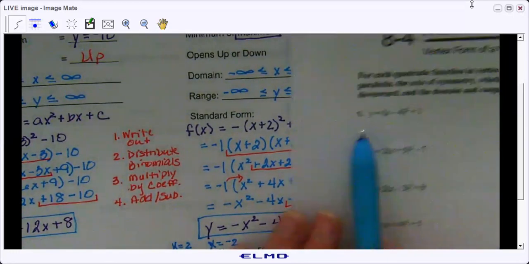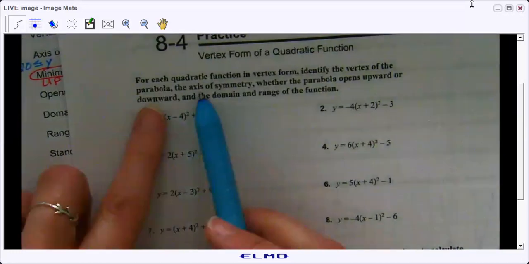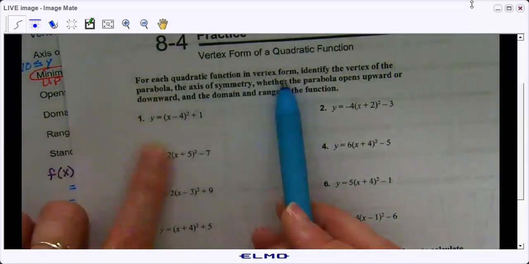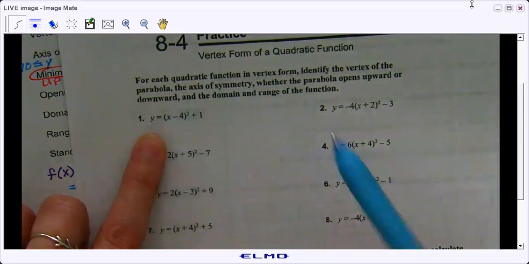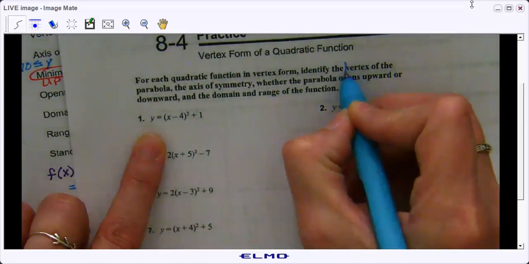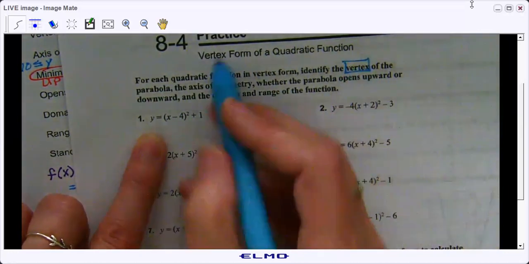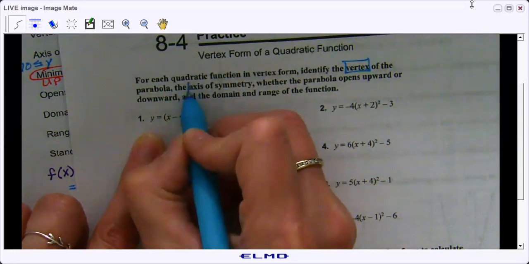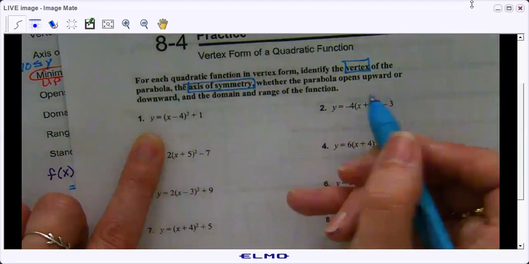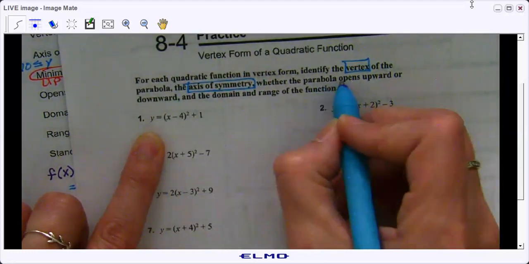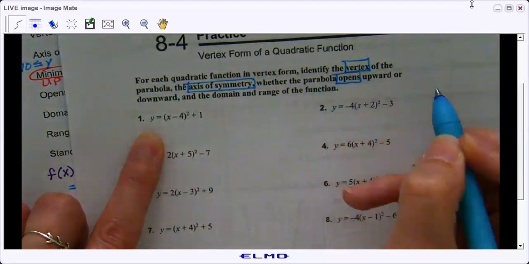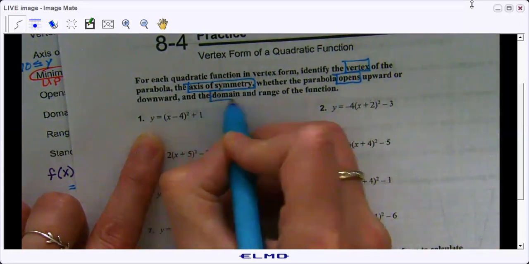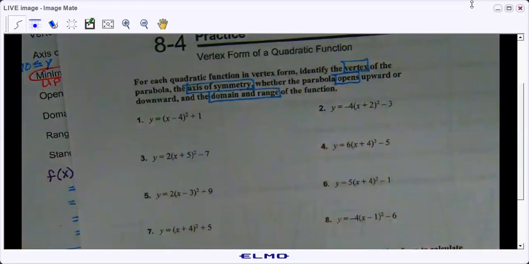For problems 1 through 8, it says for each quadratic function in vertex form, that just means that it's currently in vertex form. You want to find the vertex, the axis of symmetry, how it opens, up or down, and then the domain and range. There is no graphing here.